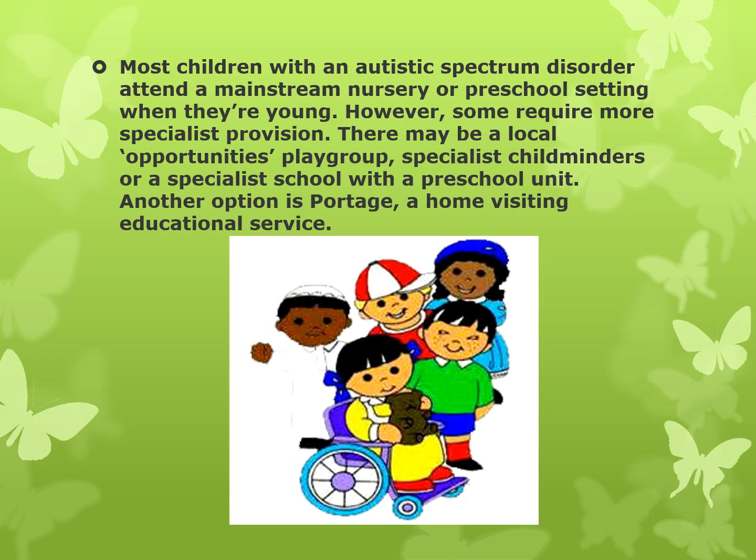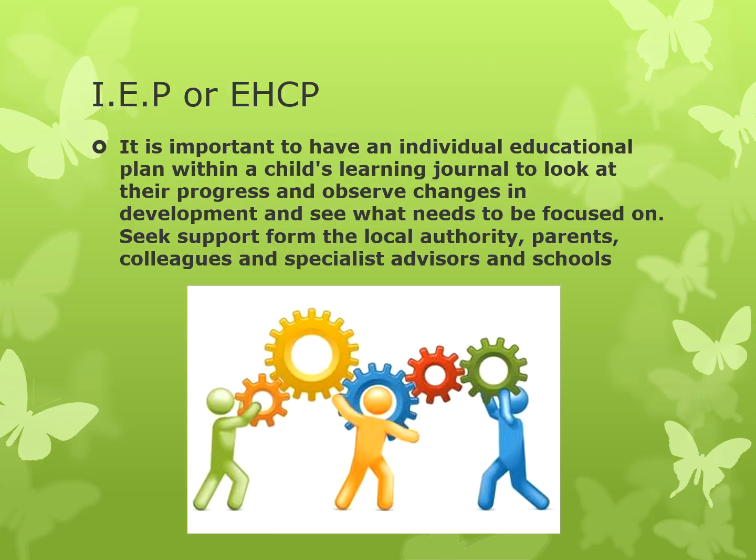Most children with an autistic spectrum disorder attend a mainstream nursery or preschool setting when they're young. However, some require more specialised provision. There may be a local opportunities playgroup, specialist childminders, or a specialist school with a preschool unit. Another option is portage, a home visiting educational service.